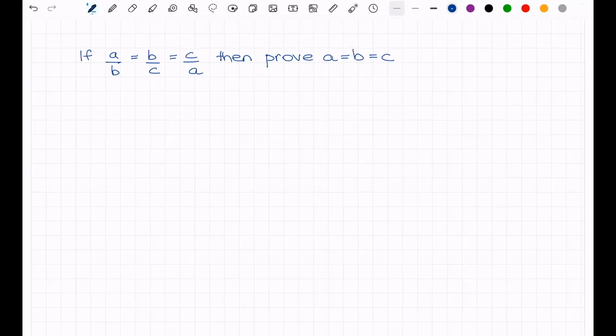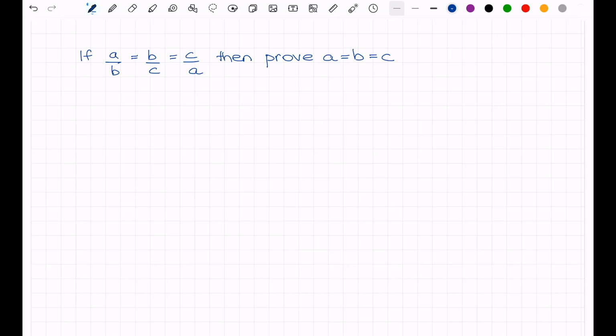Hi everyone, in this video I'm taking a look at this proof question which says if a on b equals b on c equals c on a, then prove that a is equal to b which is equal to c. And what that's really saying is that these three fractions must all be equal to 1, since a over b means a divided by b, and if a is equal to b, then any number divided by itself must be 1. And that's true for the other two fractions as well.